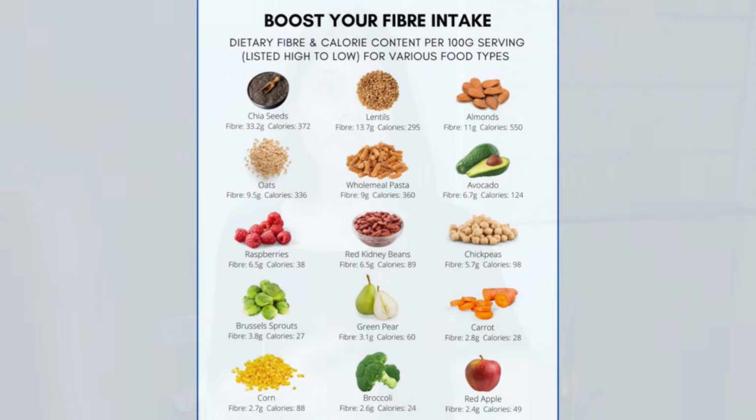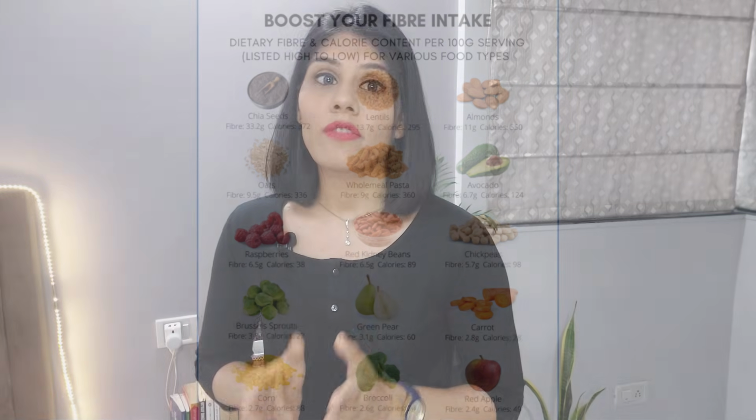Foods that are high in fiber are, of course, fruits, vegetables, whole grains, and legumes. So incorporate a lot of these in your meals, and we should aim to get at least 25 to 30 grams of fiber per day.